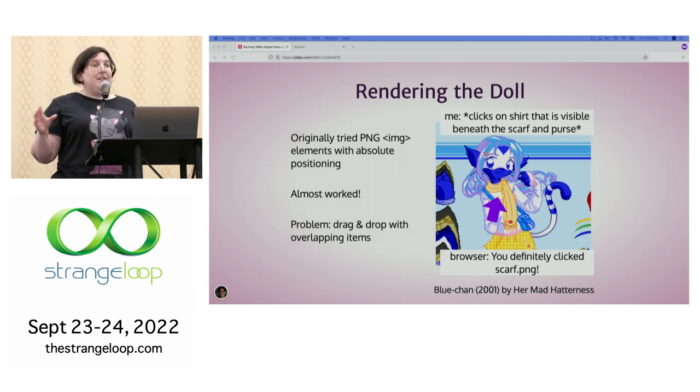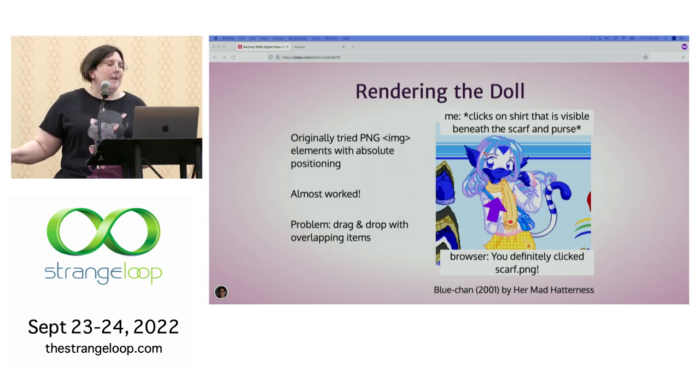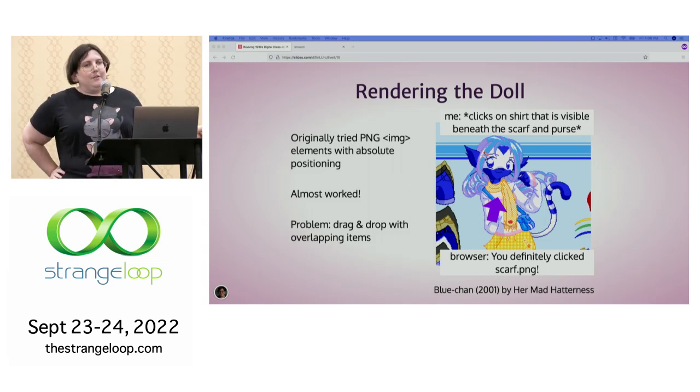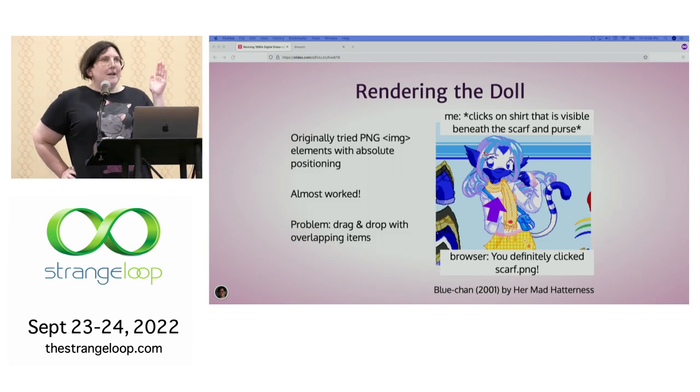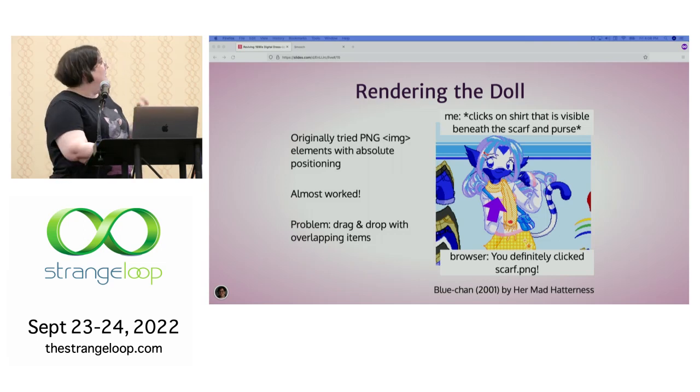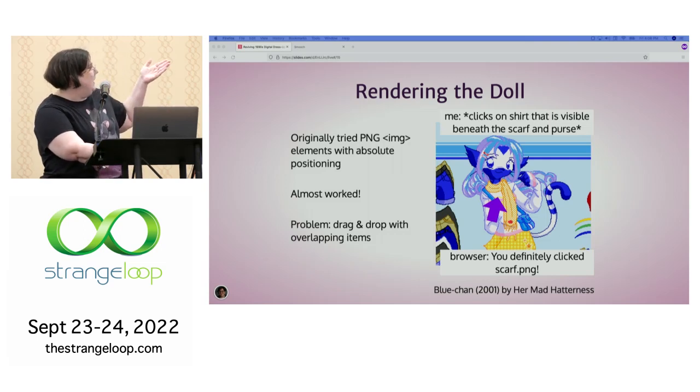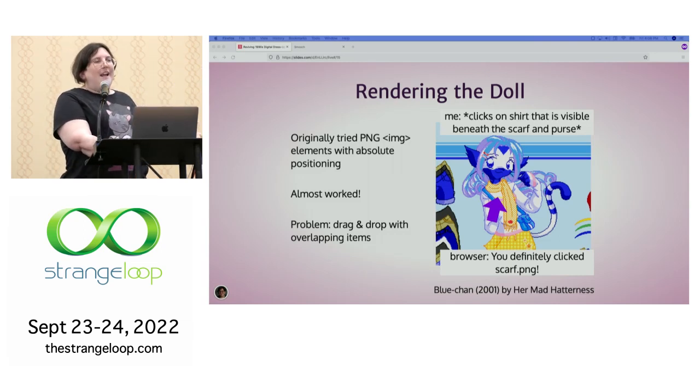You could look at the page, and it would look just like it looked in a real KiSS viewer. The problem was when you actually tried to use the drag and drop, because the browser didn't seem to understand that if there's a transparent area, I expect to be able to click through that transparent area at the thing beneath it. So with this doll, if she's got a long sleeve shirt underneath the scarf, try to click the long sleeve shirt, and it selects the scarf instead, because that is rendered on top of the other thing.